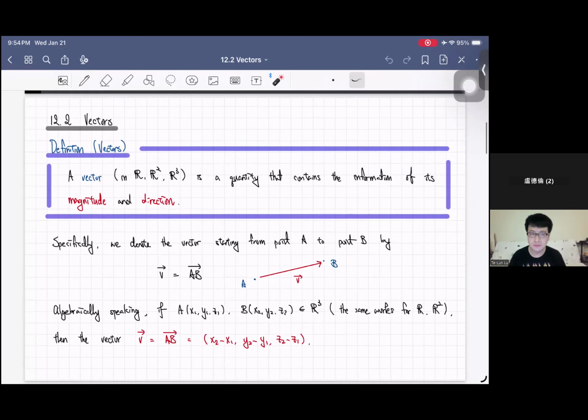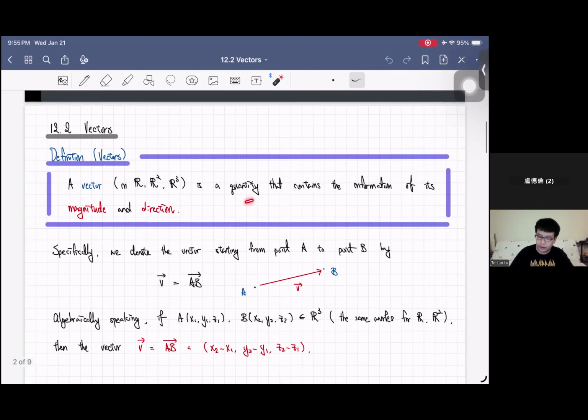Okay. So first of all, I'll make a very vague definition here. A vector, you can place them in R, in R2, or R cube. So it is basically on a line, or on a plane, or on a three-dimensional coordinate system. So a vector is a quantity that contains two pieces of information. One is the magnitude, and one is the direction. So that's a definition that doesn't work on any level.